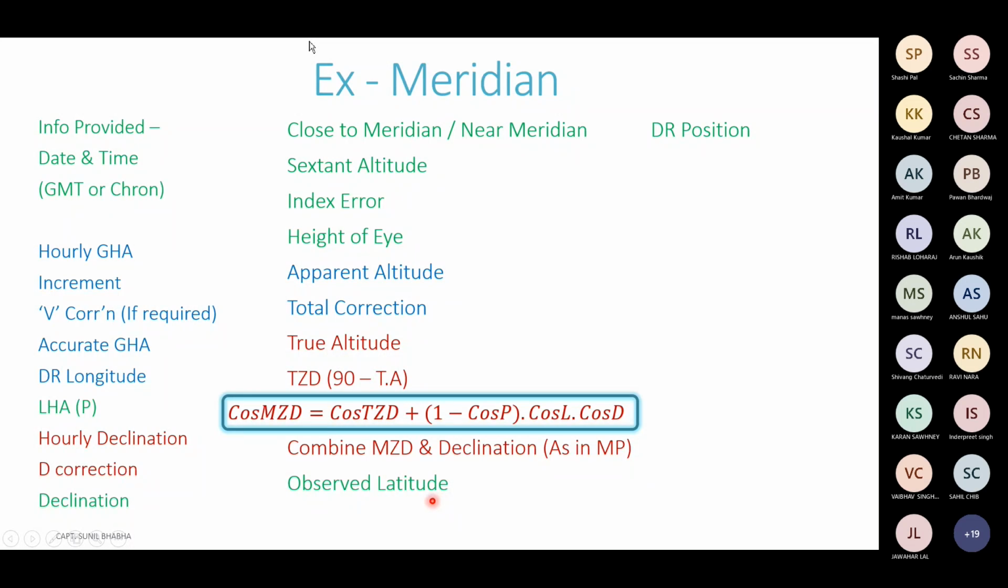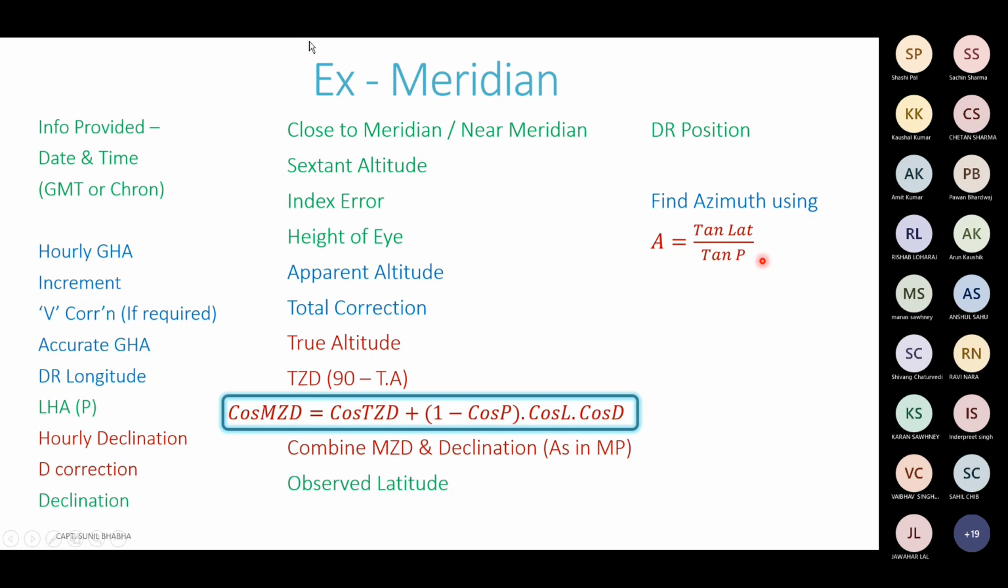Then how do we use it to obtain the position line of the observer? For the position line, we have to calculate the azimuth of the body. The azimuth, as usual, will give us the direction of the position line, and we will plot that PL on the chart. So for azimuth, we use the ABC method.